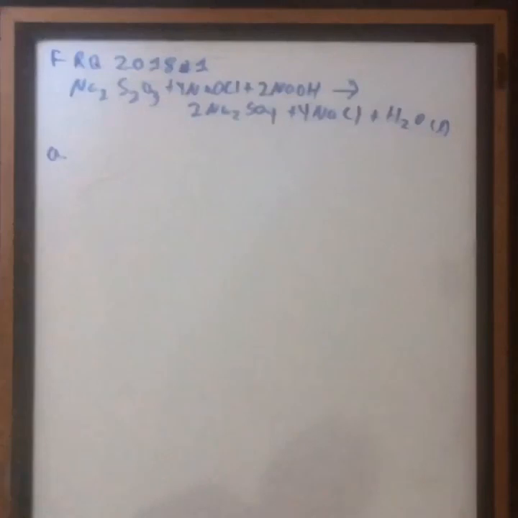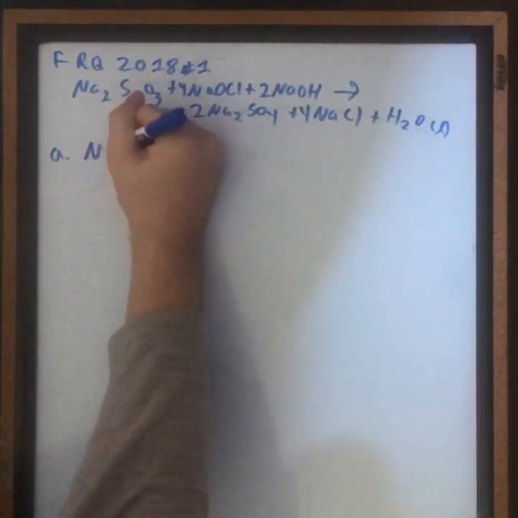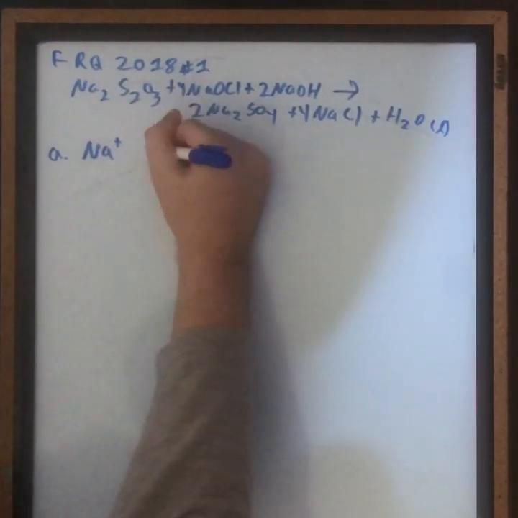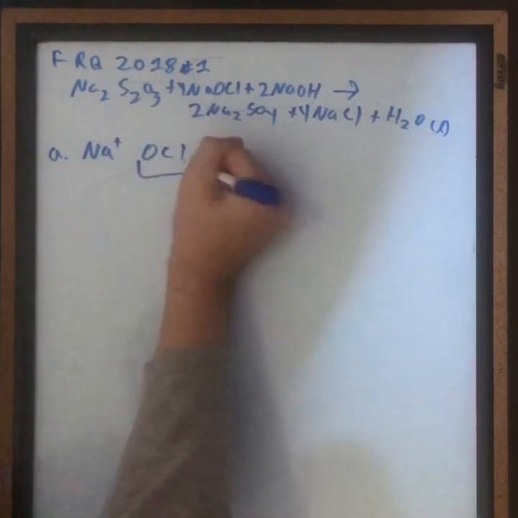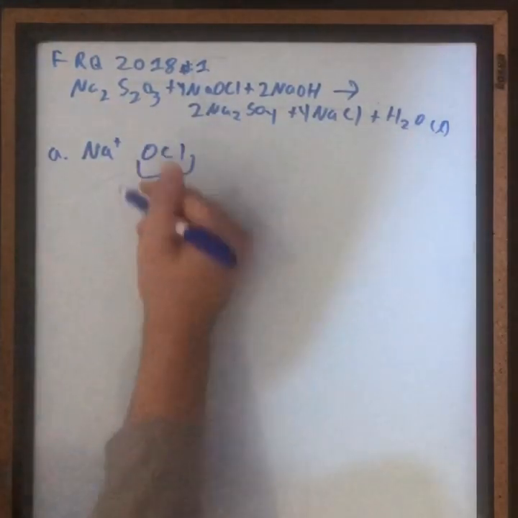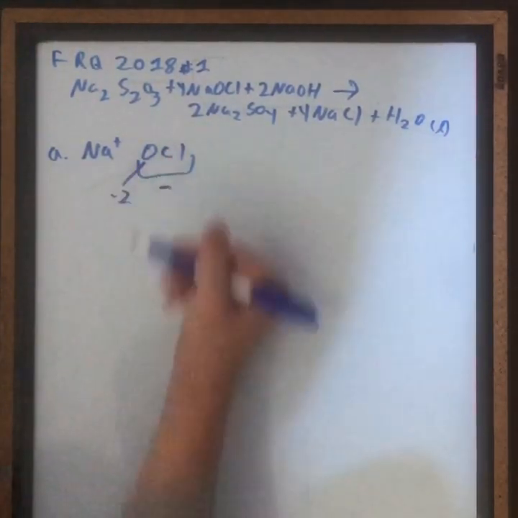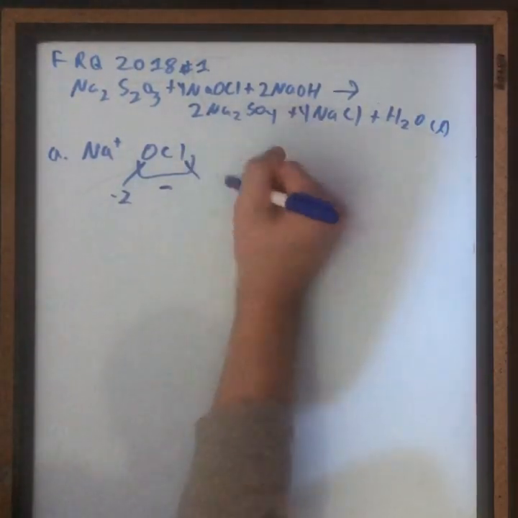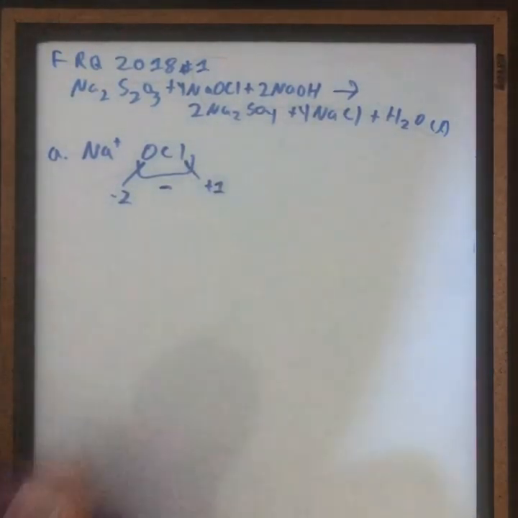Part A. Determine the oxidation number of chlorine in sodium hypochlorite. To do this, we know that sodium is always +1. And the hypochlorite ion is -1 in general, and oxygen is always -2 except in special occasions, so that makes chlorine +1.